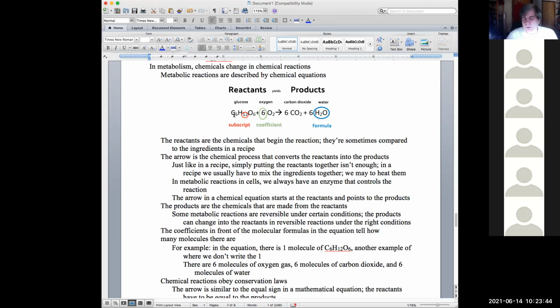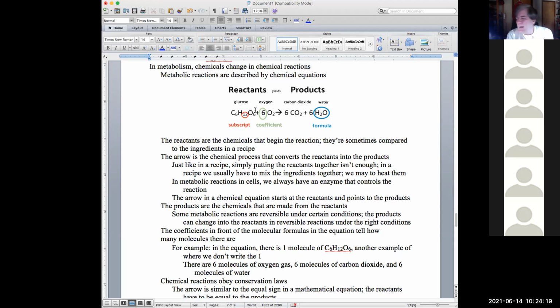Now, think about when you read a recipe. We don't usually list the chemical formula for the ingredients like eggs or butter or whatever. We could, but a recipe does tell you how many cups of flour do you need? How many tablespoons of vanilla do you need? Notice that there's no number out in front of the C6H12O6. Well, remember what we've been saying about chemistry. No number out there means what? 1.